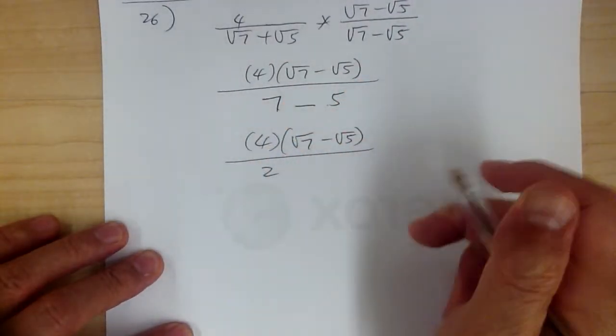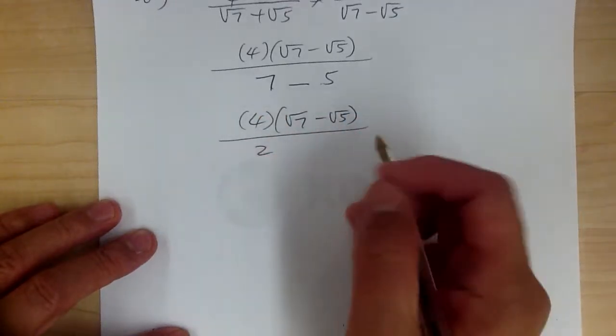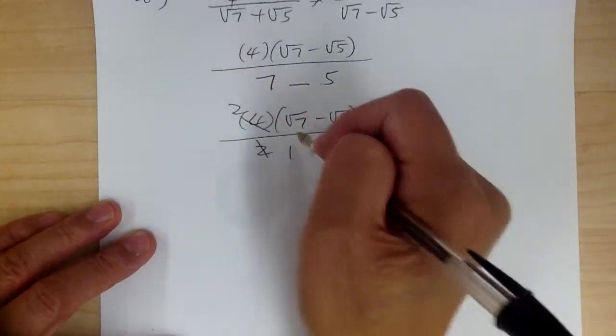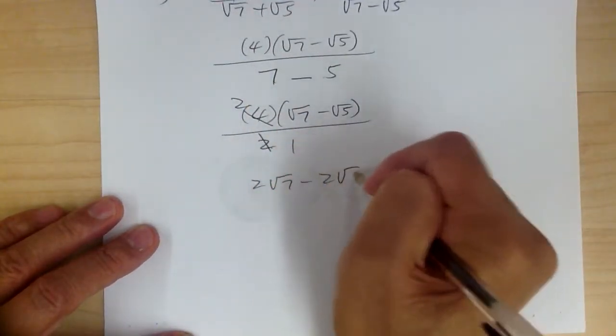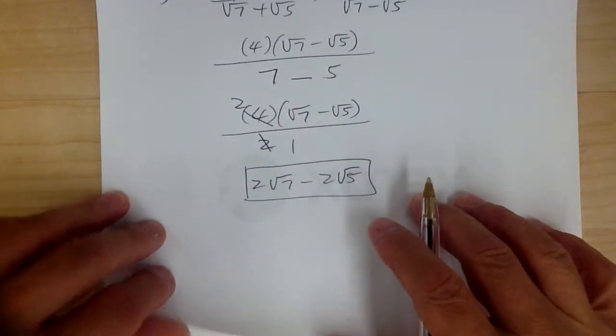minus 5 is 2. Again, do not multiply the top. Okay? You wait until you're done with the bottom. And if you notice, you can cancel things out. Okay? So once you cancel, now you can multiply. So you get 2 square root of 7 minus 2 square root of 5. Okay, let's go to number 28.